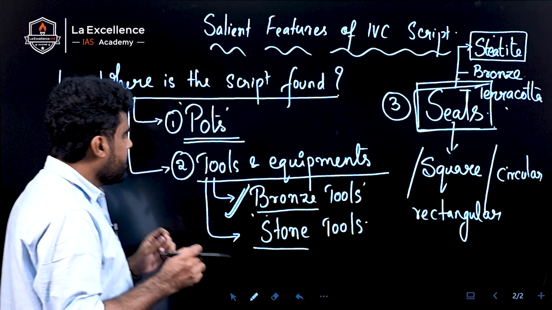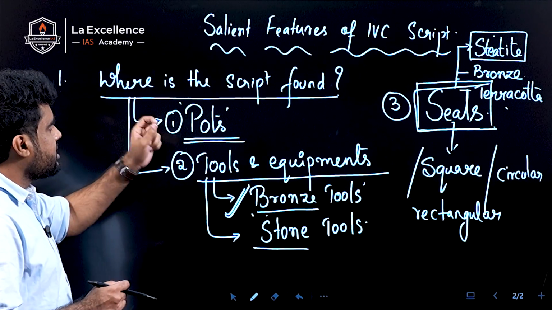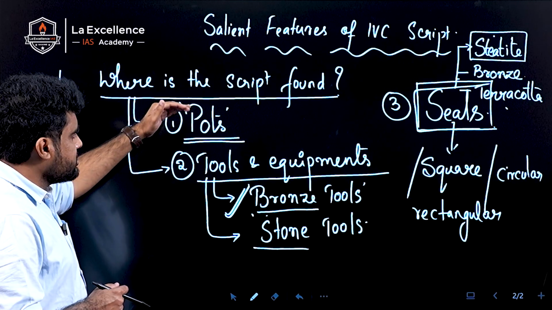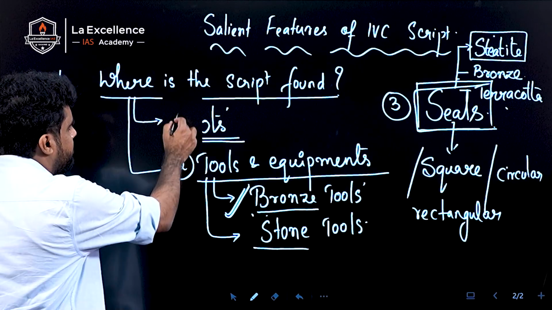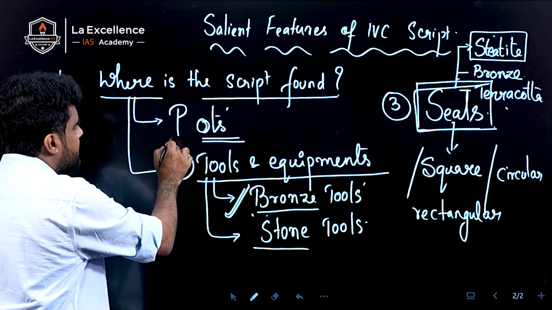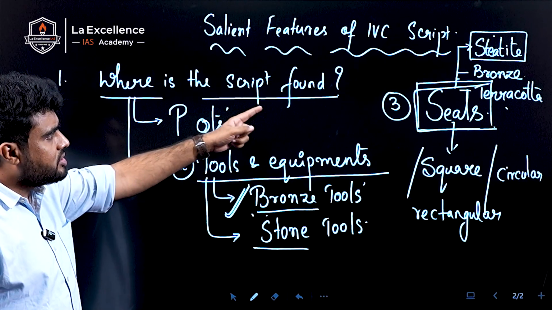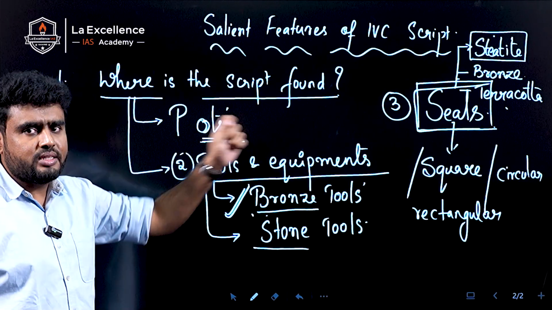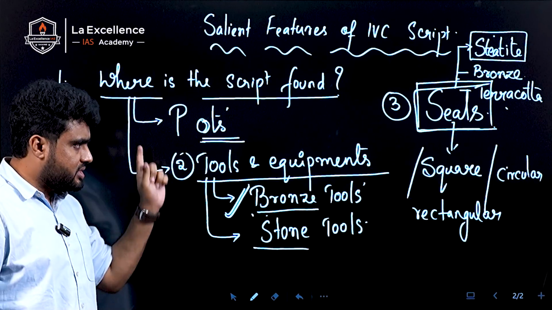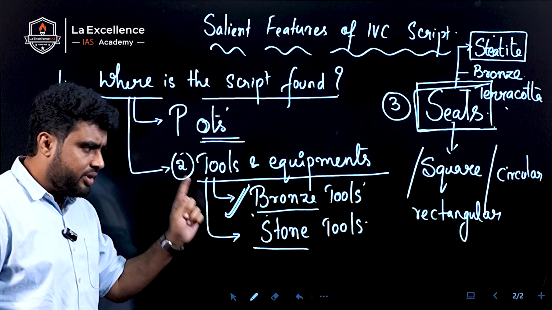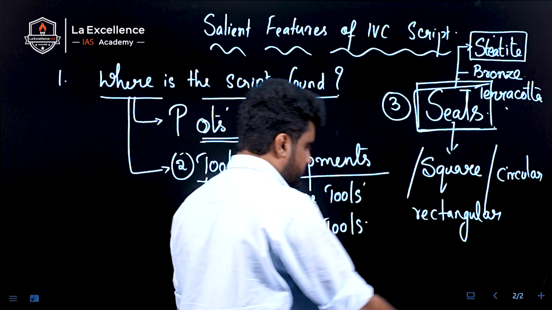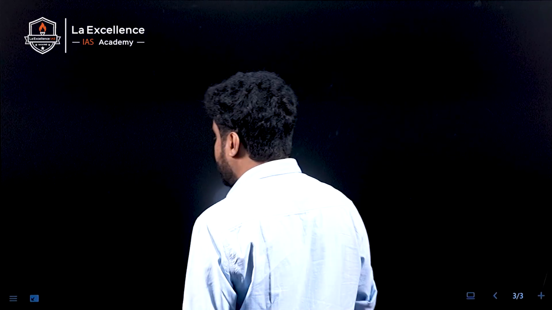So primarily, if you look at where the script of IVC is found, one is on the surfaces of the pots, second is on the tools and equipment used by them, and third is on the seals manufactured in IVC. In all the three places you will find the script of IVC. Okay, now coming to the nature and character of the IVC script.